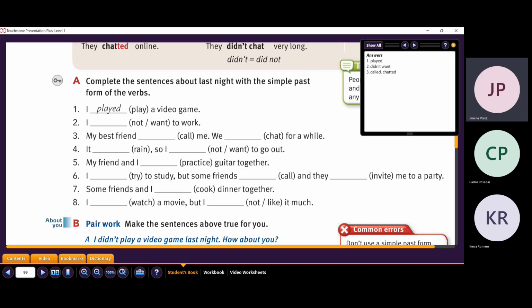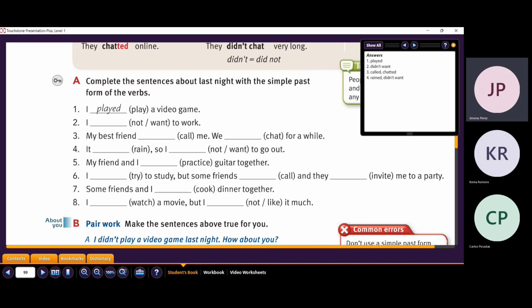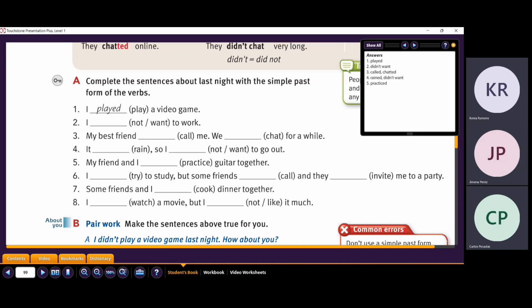Number 4, Kenya. It rained, so I didn't want to go out. Exactly. It rained. I didn't want. Number 5, Carlos. My friend and I practiced guitar together. Practiced. That's right. Number 6. I tried to study, but some friend called and invited me to a party.